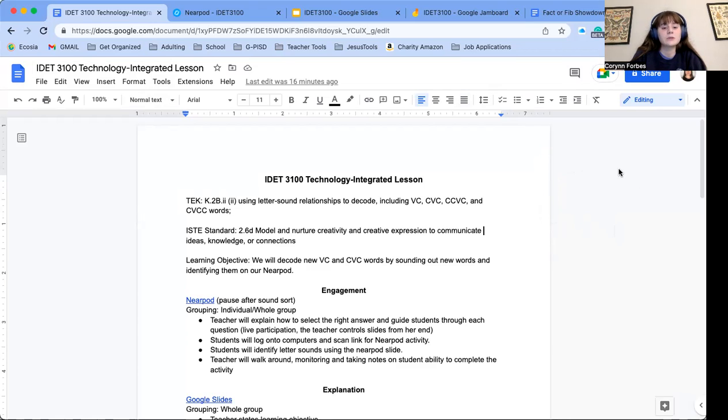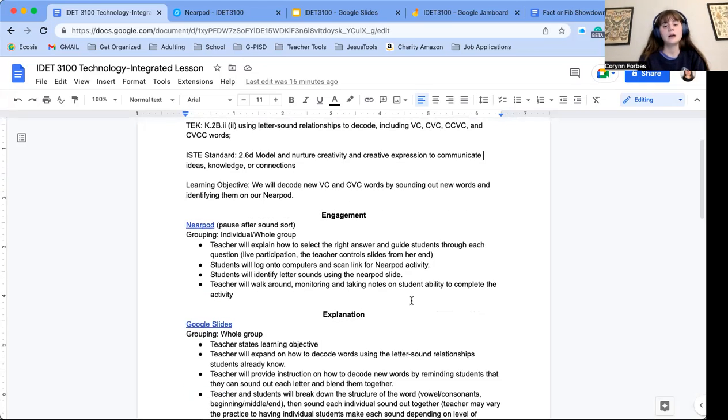Specifically decoding CVC words. The ISTE standard that I used here is the 2.6D, and that's under the citizen category for educators, and it's just nurturing creativity in your lessons and in your classroom. The learning objective does state VC, but I did make a change. I am just focusing in on CVC words throughout this entire lesson.